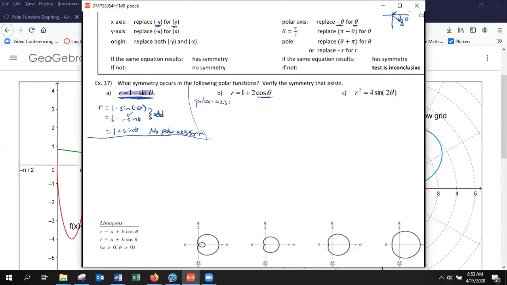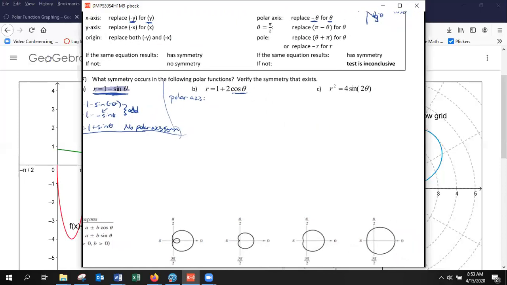Now, we should have our polar axis symmetry here, and that's because if I replace my theta with negative theta, remember cosine is even, so cosine of negative theta is equivalent to the cosine of theta, and voila, we have the exact same equation, so we have our polar axis symmetry.